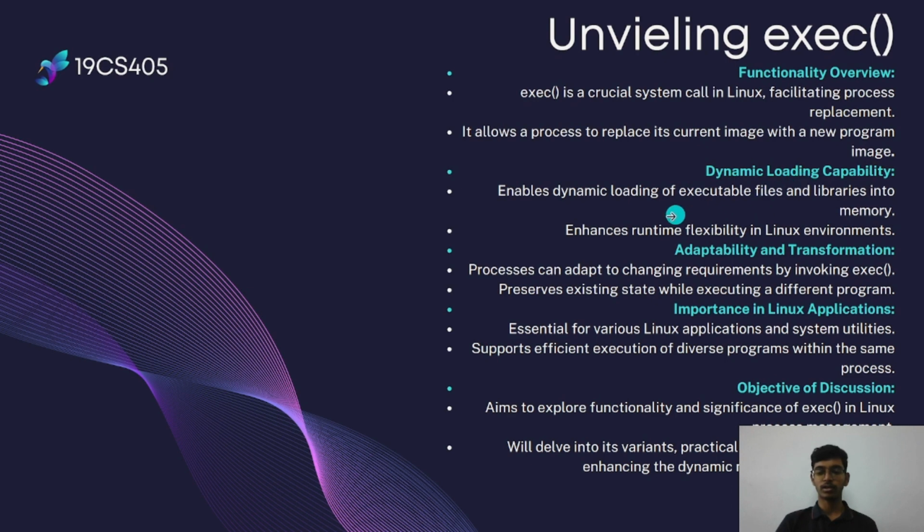And then dynamic loading capability. It will be loading the process P2 dynamically. And then it has some adaptability and transformations. It can adapt to changing requirements by invoking exec. Let's say P1 has some execution files and some requirements regarding P1 files. When P1 is replaced with P2, we will be getting the same process adoption by using the exec function. And then the objective of this discussion is to explore the functionality and significance of exec in Linux process management.